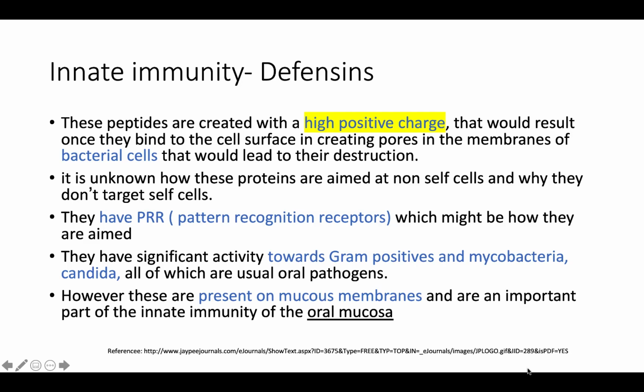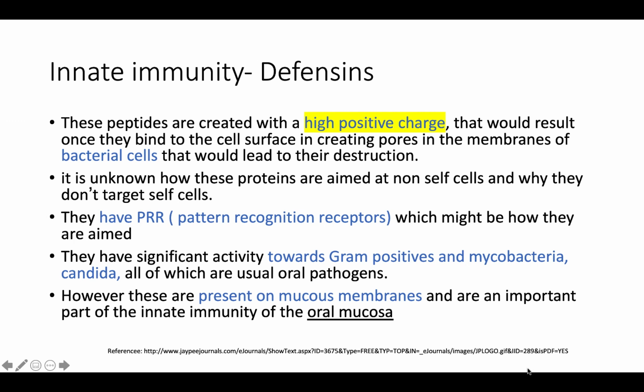Innate immunity defenses. So defensins are peptides that are created with a high positive charge that, once they bind the cell surface, create pores in the membrane of bacterial cells, and that would obviously lead to destabilization of their cell wall and their membranes. It's unknown how these proteins are aimed at non-self. We don't know how defensins work. But they have pattern recognition receptors, meaning they have receptors that can bind these red bricks. They can only bind these patterns that are not present in our body.